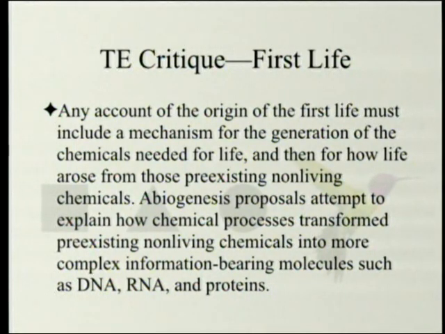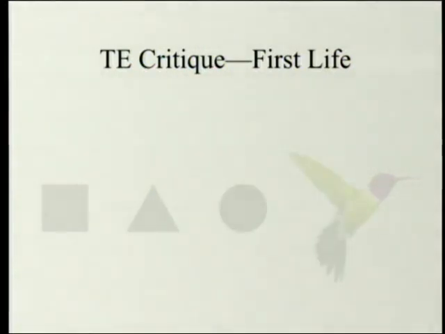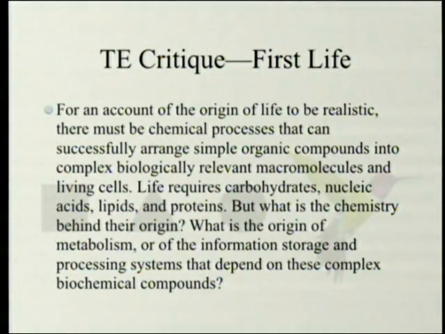Any account of the origin of the first life must include a mechanism for the generation of chemicals needed for life, and then for how life arose from those pre-existing non-living chemicals. Abiogenesis proposals attempt to explain how chemical processes transformed pre-existing non-living chemicals into more complex information-bearing molecules such as DNA, RNA, and proteins. For an account of the origin of life to be realistic, there must be chemical processes that can successfully arrange simple organic compounds into complex, biologically relevant macromolecules and living cells.